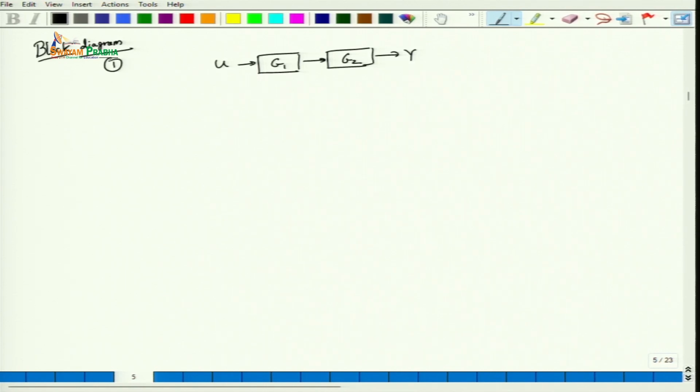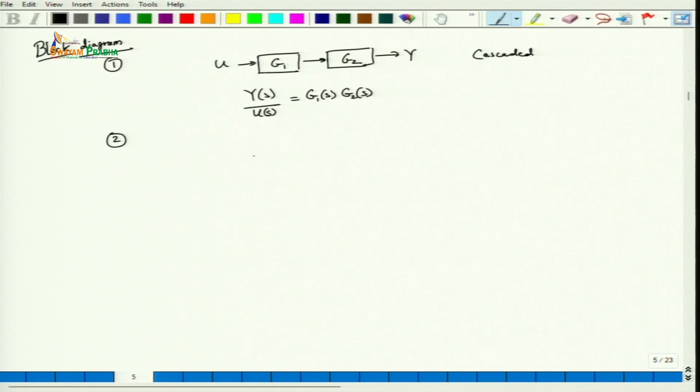First case, this is more like a cascaded system where you need to find the relationship between y and u. In this case, Y(s)/U(s) is basically G1(s) into G2(s). So, when they are put in this configuration, it is just the product of the two transfer functions.